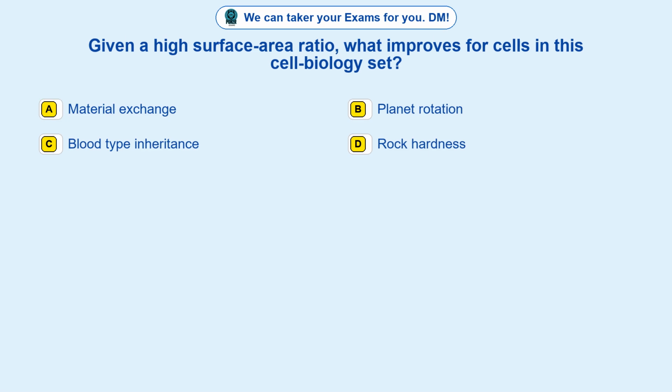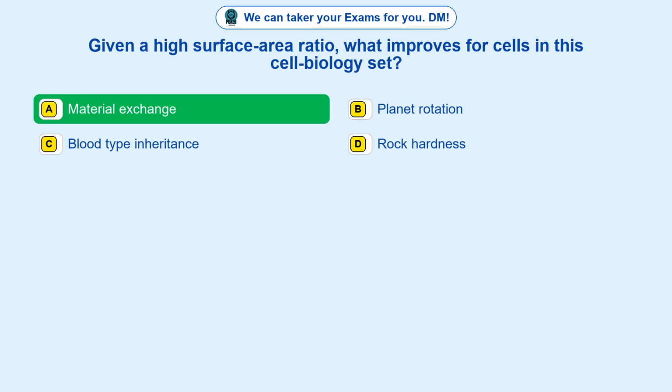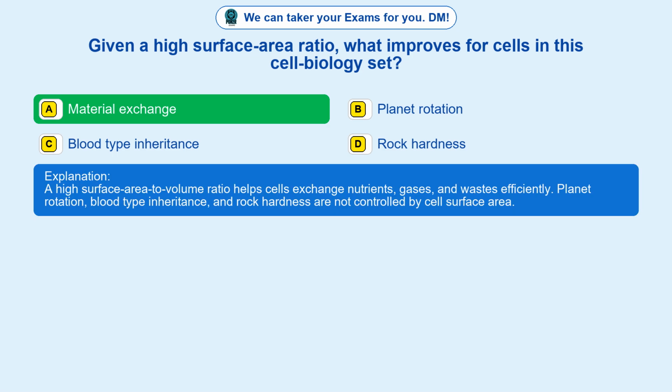Question 26. Given a high surface area ratio, what improves for cells in this cell biology set? Option A, material exchange. Option B, planet rotation. Option C, blood type inheritance. Option D, rock hardness. The correct answer is option A, material exchange. A high surface area to volume ratio helps cells exchange nutrients, gases, and waste efficiently. Planet rotation, blood type inheritance, and rock hardness are not controlled by cell surface area.